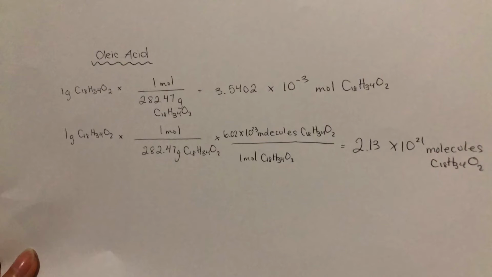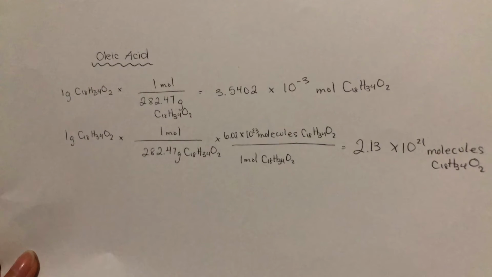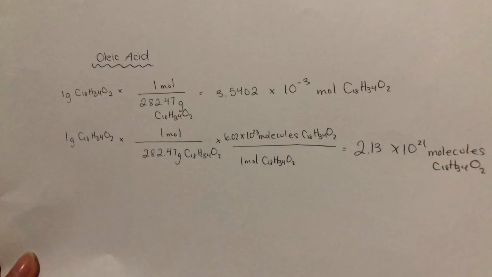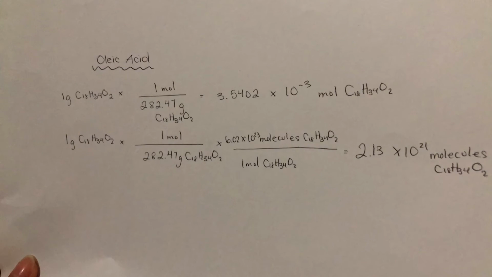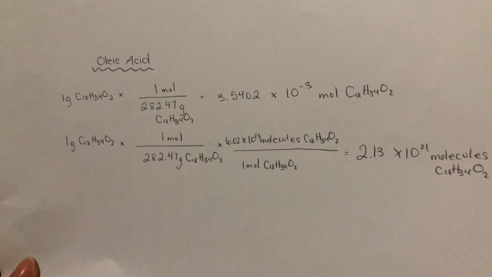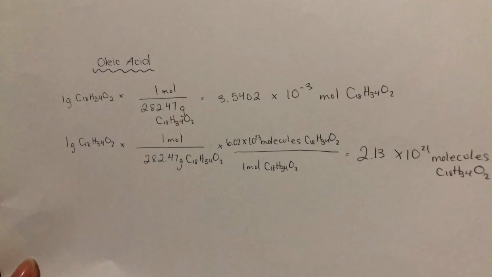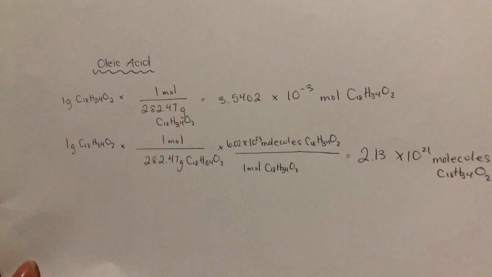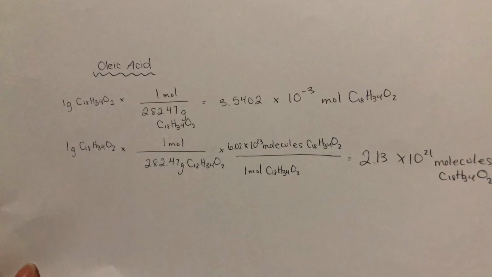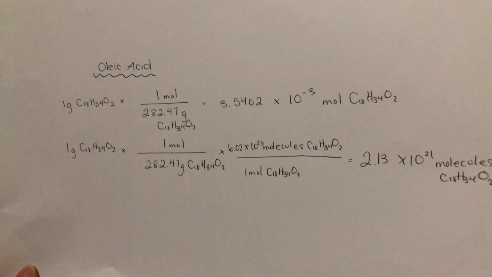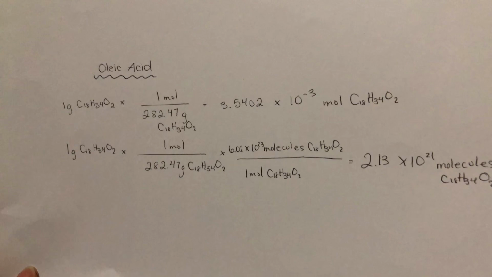To figure out how many moles there were, we divided the 1 gram by its molar mass, which is 282.47 grams. To figure out how many molecules there were, we did the same step as we did to figure out the moles, and then we multiplied it by 6.02 times 10 to the power of 23 molecules to figure out how many molecules there were.